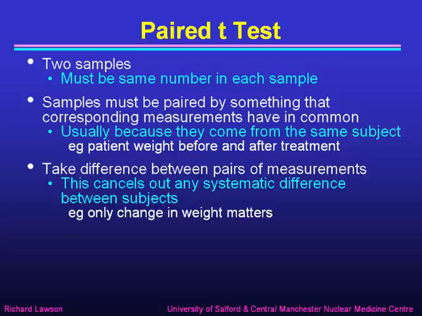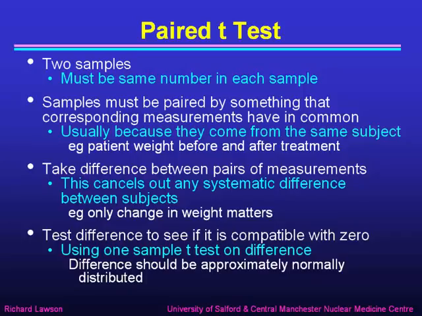What we do is take the difference between pairs of measurements. That has the advantage of cancelling out any systematic difference between subjects. So it's only the change in weight that matters. So a heavy patient who gains a kilogram or a light patient who gains a kilogram have the same change in weight. That way, by pairing up a before and after on every patient, it doesn't matter that some of our patients are light to start with and some are heavy to start with. It's the change in a paired measurement that matters.